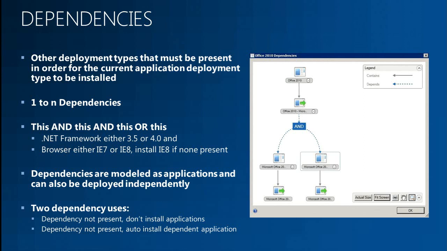The other thing you can do here is dependencies are modeled as an application itself. So they can have their own detection methods, their own requirement rules, and their own dependencies per se. The two ways you can use dependencies within the application model is you can configure as an admin whether to install this dependency app automatically when it's missing from the machine, or you can choose to just report that it's missing and then choose to act on it.